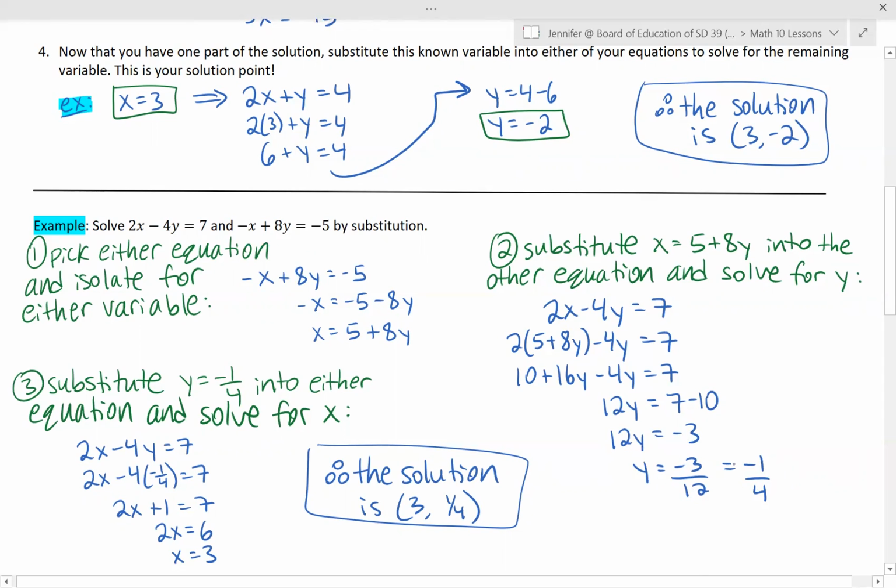We'll get our corresponding x value by substituting this into either of the original equations and solving for x. So I just picked the first equation. I replaced y in brackets with what I just found, negative 1/4, and I solved. This works nicely with the fractions because negative 4 times negative 1/4 just gives me positive 1. Makes our math easy. We subtract 1 on both sides. We divide by 2. We get that x is equal to 3. So therefore, our solution is 3, 1/4. I guess that should be negative 1/4.